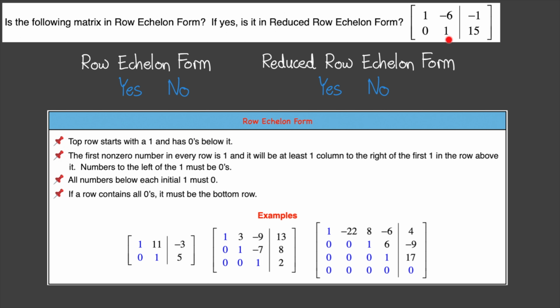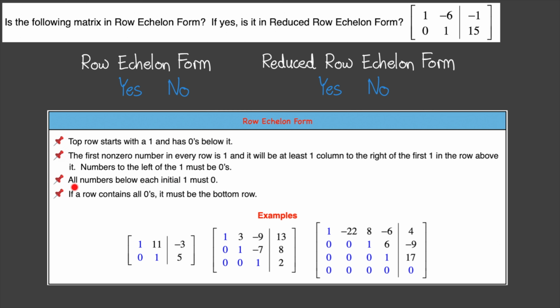And it will be at least one column to the right of the first one in the row above it. So that's talking about this one. It is to the right of the first one in the row above it. So that is correct there. And then lastly for this step, numbers to the left of the 1 must be zeros. In this case, there's no numbers to the left of this one, so we don't have to worry about that. This one, though, there is a 0 to the left, so that checks out. So that's great. So the second feature right here is satisfied.